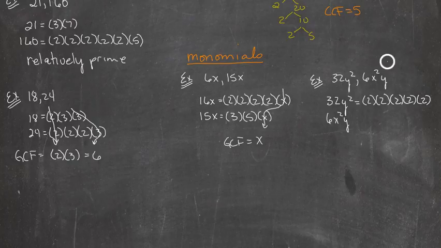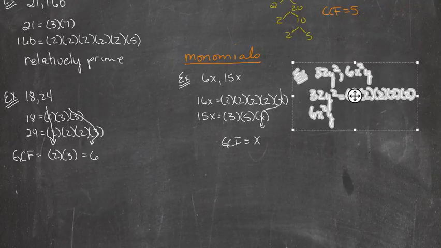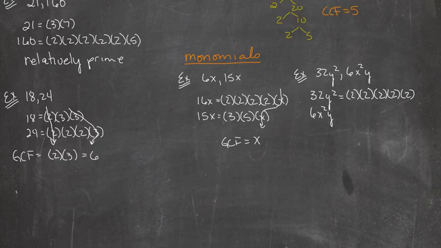Oh, I'm running out of room. Let me move this over. You got to love this electric paper, right? 2 y's. So that would be y times y. For 6, 6 divides by 2, leaving 3, and 3 is prime, so I'm going to write it down. X squared means I have an x and an x, and then y means I have a y.